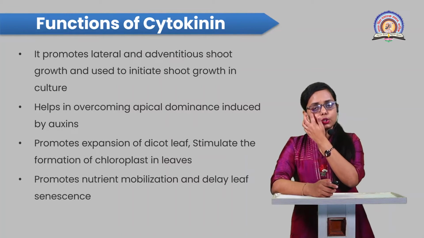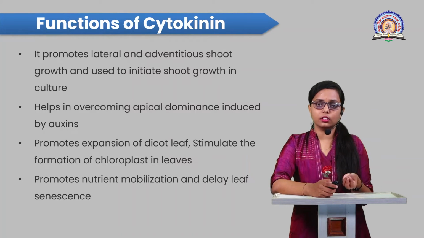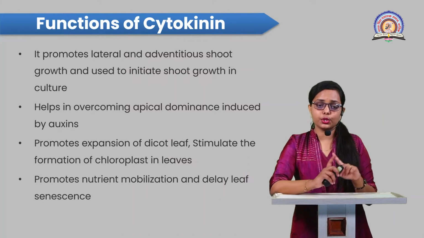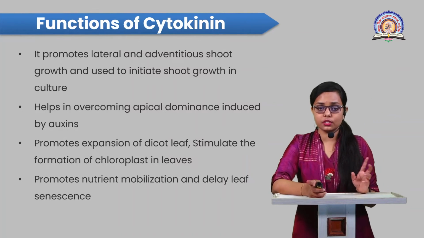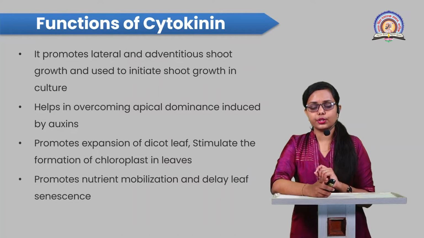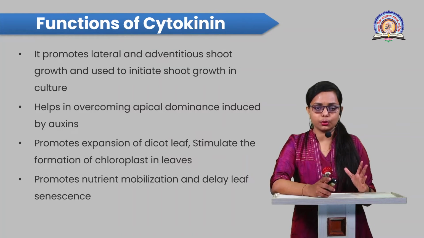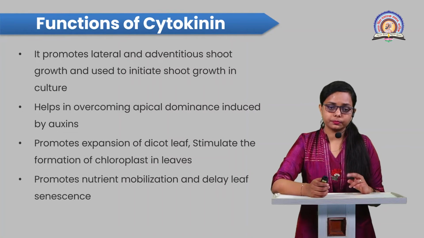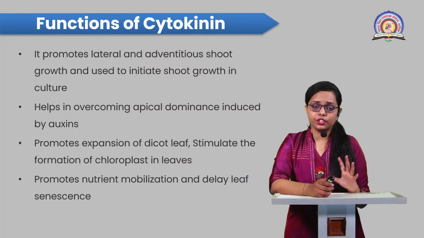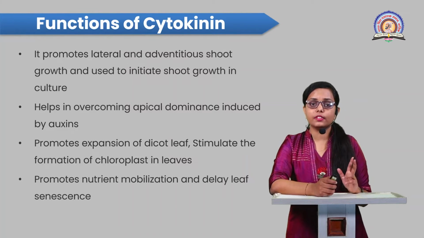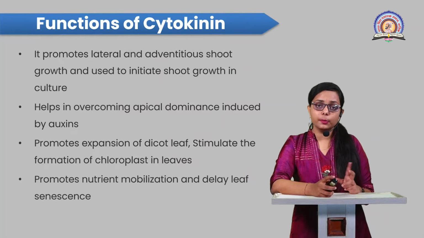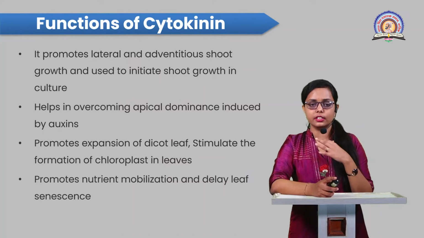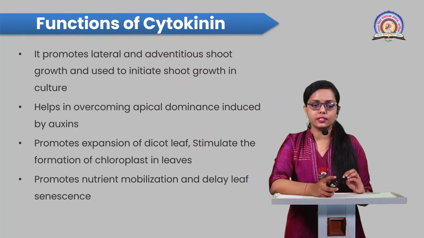So it helps in overcoming apical dominance. If a particular plant is only increasing in height and not showing any axillary branches or axillary shoots, what we are going to do is spray cytokinin, and it will show formation of axillary branches too. At the time of germination, it promotes expansion of dicot leaves. An important function is that it stimulates formation of chloroplasts in the leaf. In that particular process, cytokinin is involved.